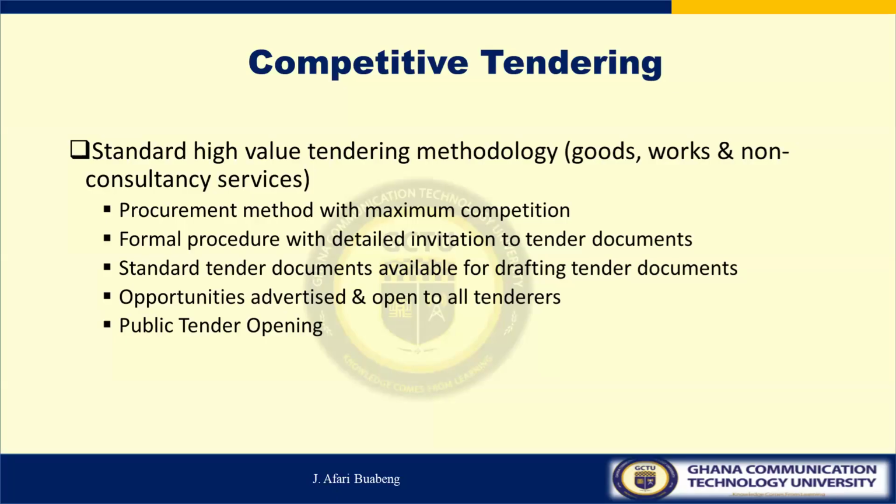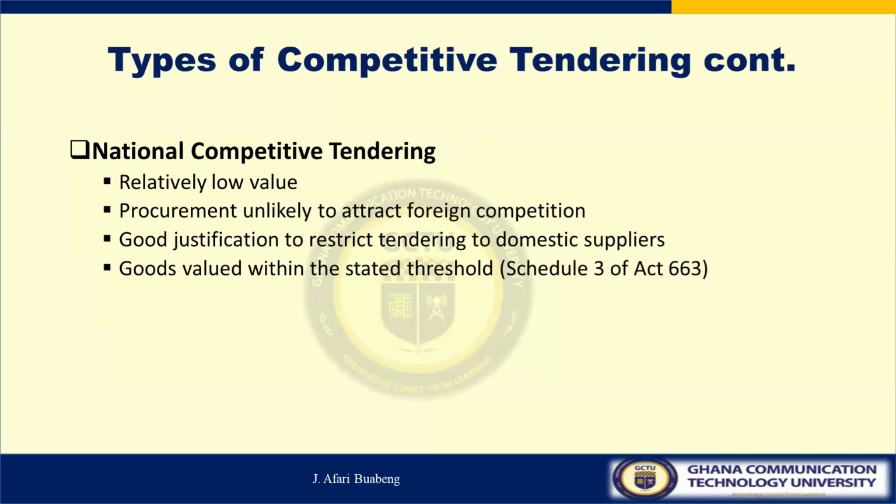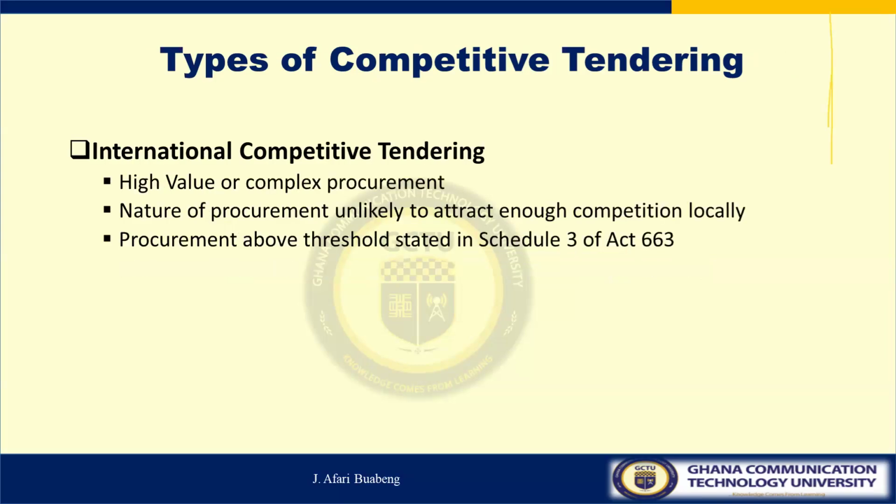So once we are using the competitive method, there are two forms. In public procurement, there's one we call the international competitive tendering method, and then we have the national competitive tendering method. These are the two forms under what we call the competitive tendering method. They are all competitive tendering method, but one is known as what? International competitive tendering method. So this is a high value or complex procurement methodology.